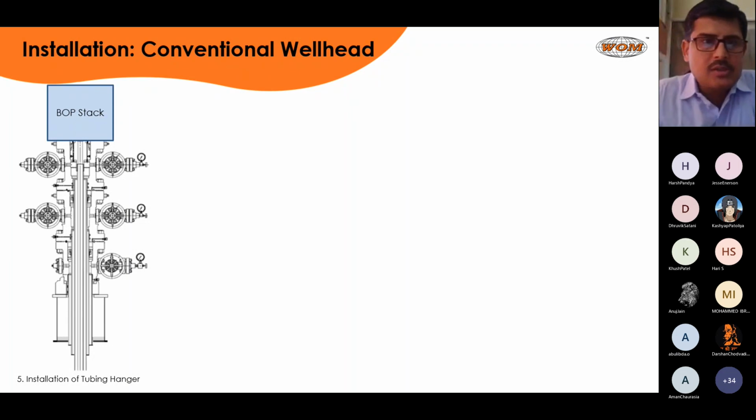That's why the picture is a light color here as compared to the dark color BOP stack in the previous slide. I have purposefully changed the color here to show that in the installation of the hanger, the BOP stack is not lifted and it is installed through the BOP stack. Okay, it is installed in the tubing spool and gets locked. For the locking, we have some external locking screws which will be tightened against the tubing hanger, and then we do a pressure test to make sure the seals are intact.